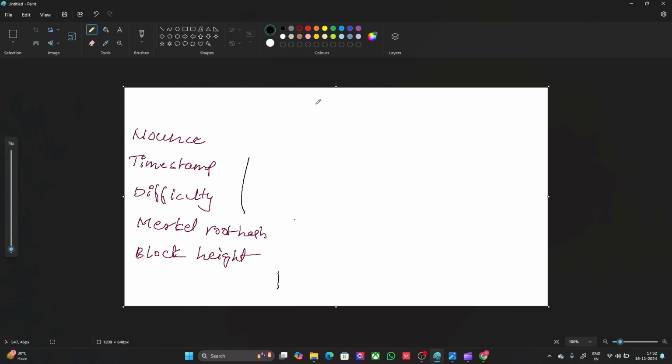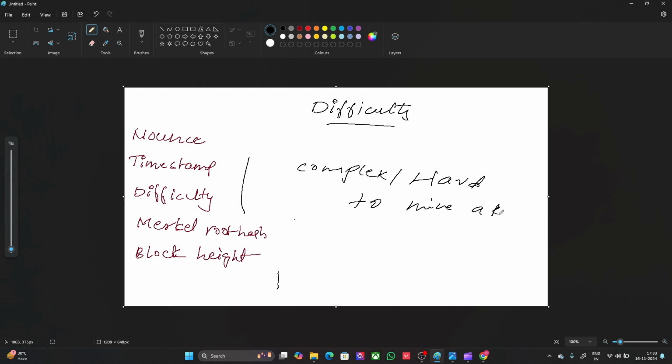Our next topic is difficulty. Difficulty is nothing but how complex or hard it is to mine a block.